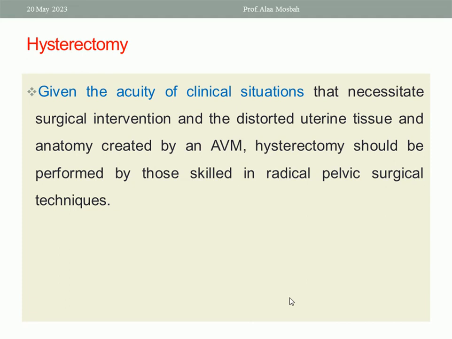So, who will do the operation of hysterectomy? A gynecologist who has experience in radical pelvic surgical technique, because this is not an easy operation, as I may face many problems due to distorted uterine tissue and anatomy created by this uterine arteriovenous malformation. So hysterectomy should be performed by those skilled in radical pelvic surgical techniques to avoid any complication.